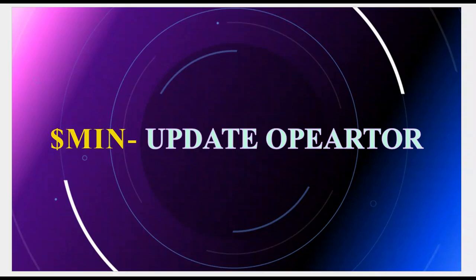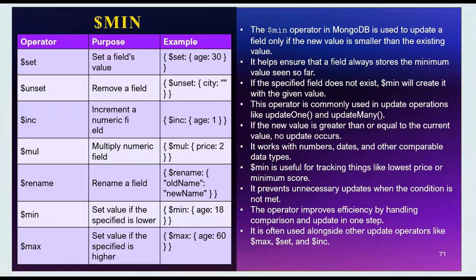In this session, I am going to explain the minimum operator. It is related to the update operator. So let me check some points. The minimum operator in MongoDB is used to update a field only if the new value is smaller than the existing value, so it helps ensure that the field always stores the minimum value seen so far. If the specified field does not exist, the minimum will create it with the given value.